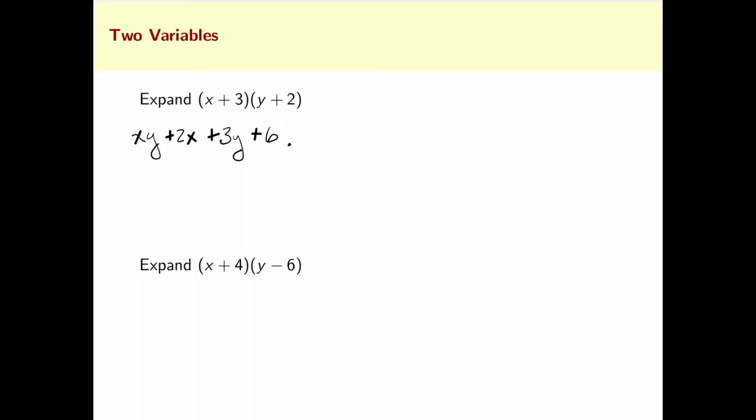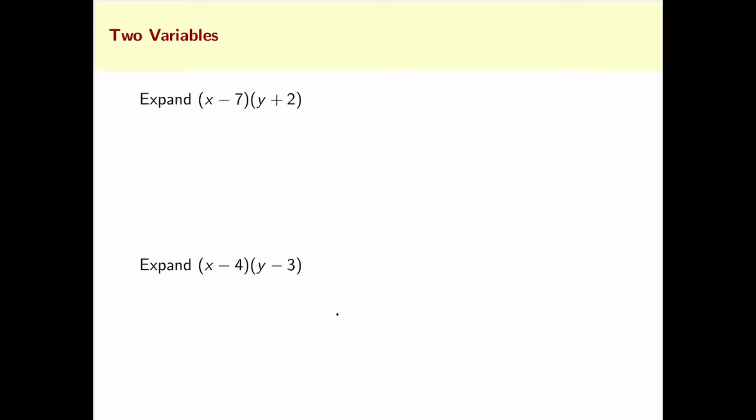Next, let's look at a case where there's a negative sign in one of the binomials. The first terms together, x times y, gives me xy. The outer term gives me minus 6 times x. The inner term gives me plus 4 times y. And then the final term, minus 6 times 4, gives me a minus 24. And it can't be simplified, so we're done at that point.